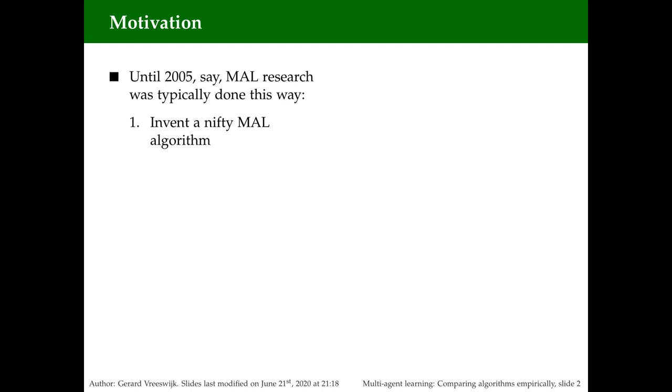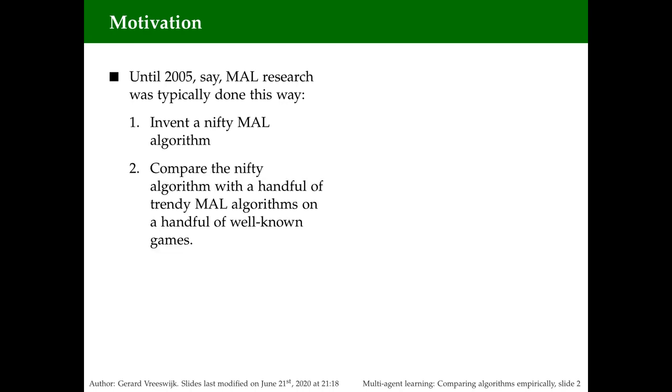So at the outset, when multi-agent learning research just existed, algorithms were proposed just by inventing a nifty ML algorithm and then comparing this nifty algorithm with a handful of other existing ML algorithms on a number of well-known games, and then boasting about the performance of your own or the newly proposed ML algorithm. And that's of course quite an ad hoc way of doing research.